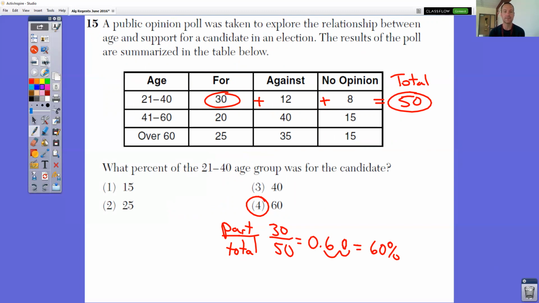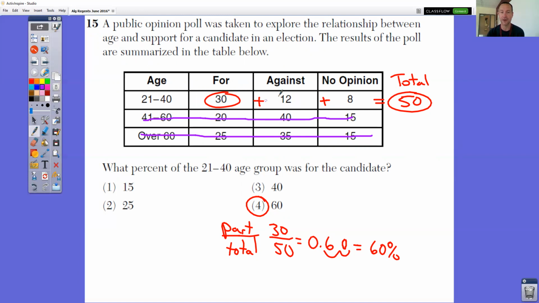In question number 15, what percent of the 21 to 40 age group was for the candidate? So 21 to 40. Do we care anything about 41 to 60? No. Do we care anything about over 60? No. All we care about was for the 21 to 40. So there's 30 people that voted for this person, or for whatever we're voting for. And it's out of 50 because we have to figure out how many total 21 to 40 people there are.